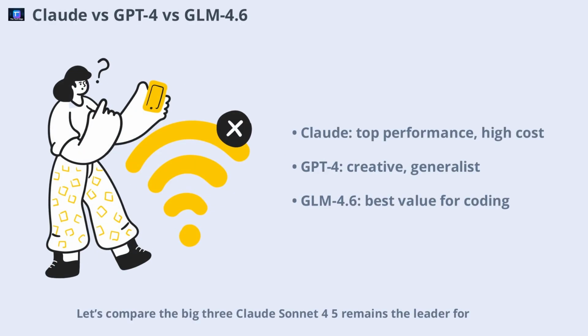Let's compare the big three. Claude Sonnet 4.5 remains the leader for cutting-edge performance and nuanced reasoning, but it's expensive. GPT-4 offers broader general knowledge and excels at creative tasks, but isn't specialized for coding. GLM 4.6, on the other hand, offers the best price-to-performance ratio for coding, especially for embedded systems and full-stack development. Its massive context window and open-source weights make it the obvious choice for freelancers and indie developers.